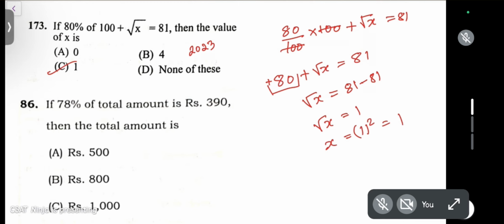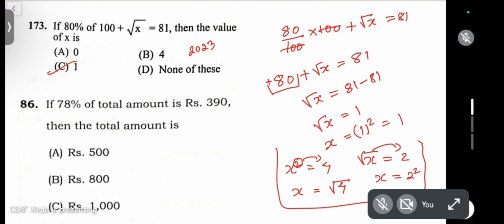Whenever you are transferring, let's say you have x square is equal to 4. If you are transferring this power 2 to the other side, it will become square root, okay? Always remember that. And let's say you have x root, then if you transfer this root to the other side, it will become square. Always remember that.